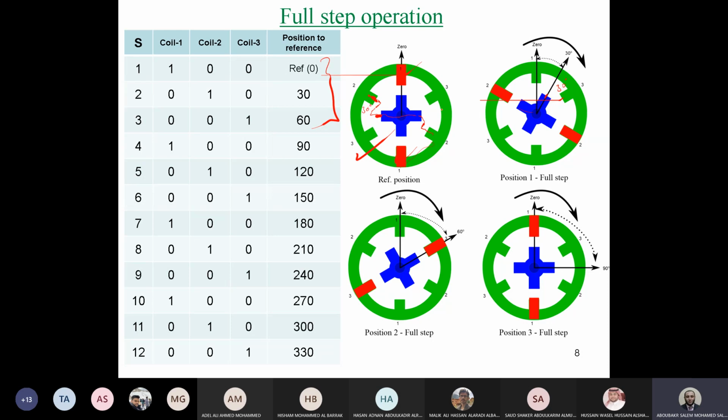So this is now called full step. If you apply the relation we already discussed last class, with the same number of teeth, 6 and 4, you'll find theta is 30 degrees. Can we move this motor in values different to 30 degrees? Is it possible?